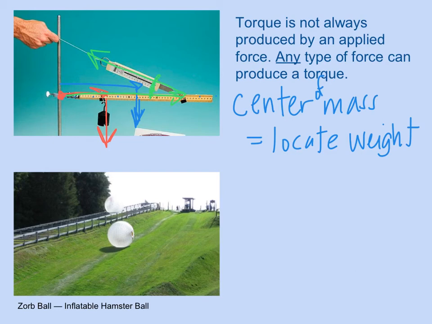Here's another just kind of a fun example of how torque can cause rotation. So this ball that's going down a hill, it is an inflatable human hamster ball. But the weight, again, would be at its center of mass, right here. Of course, it's completely spread out across that ball, but we would locate it at the center of mass for the purpose of our calculations and our analysis. And that is away from the pivot point. And so it would cause the ball to rotate like this, and of course to roll down the hill.